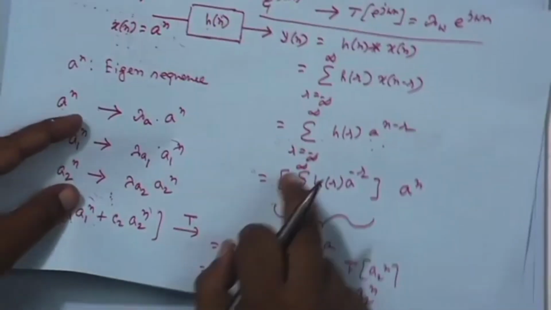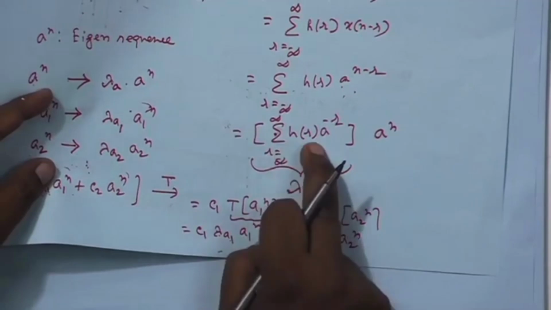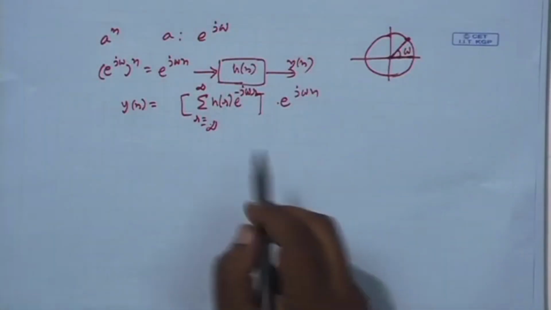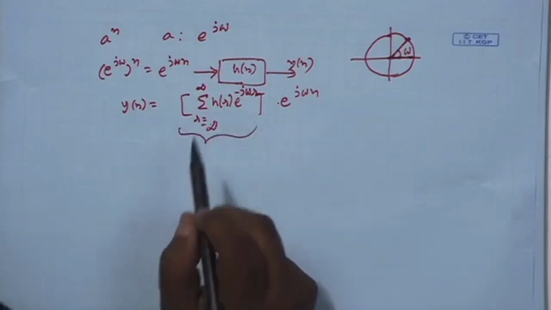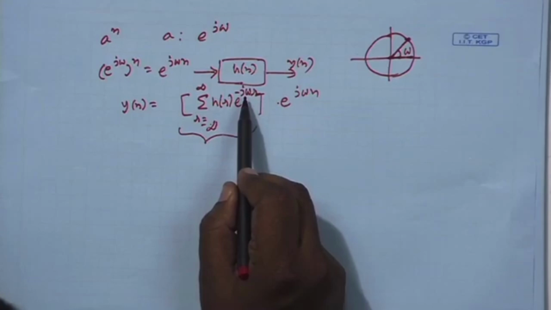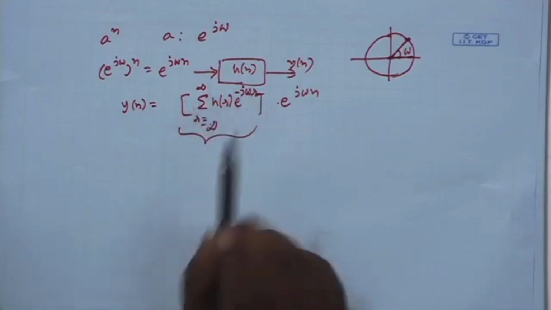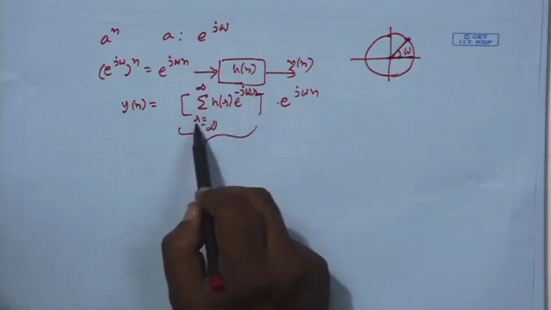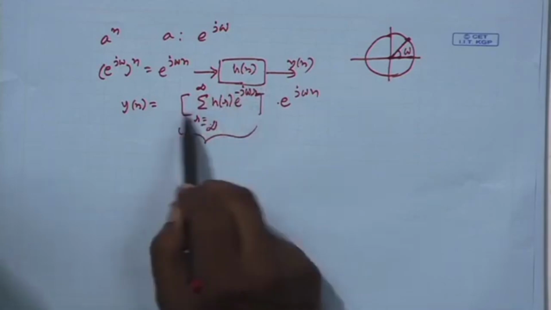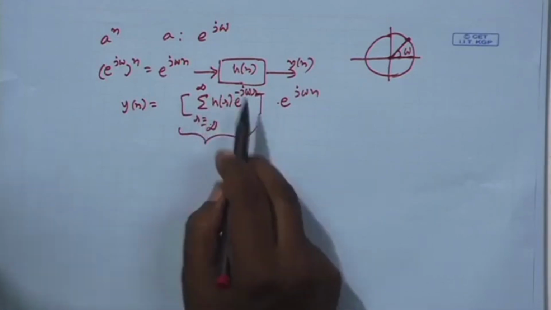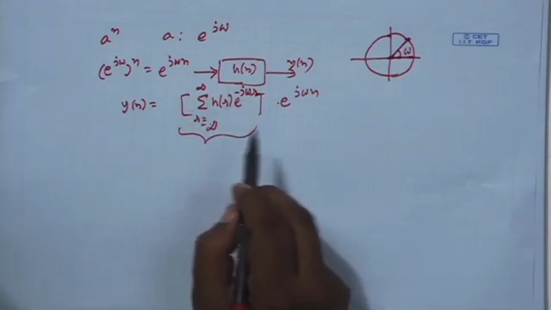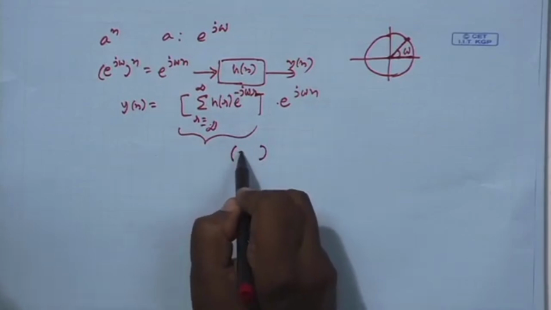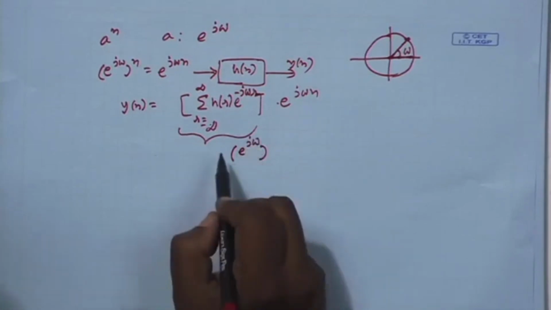So, this sum will be sum of h r e to the power minus j omega r. All right. You see h r a to the power minus r, a is e to the power j omega, so e to the power minus j omega r. This quantity will be a function of omega. So, I could write this as some lambda omega or something, that is the eigenvalue function of omega, because r is a local dummy variable, you are just putting various values of r. So, it is not a function of r, it is a function of omega, but we give a different name to it. We write it as a function of e to the power j omega and write in capital.